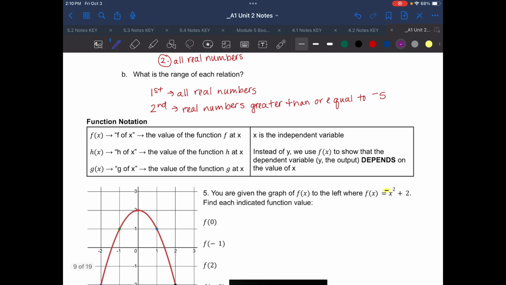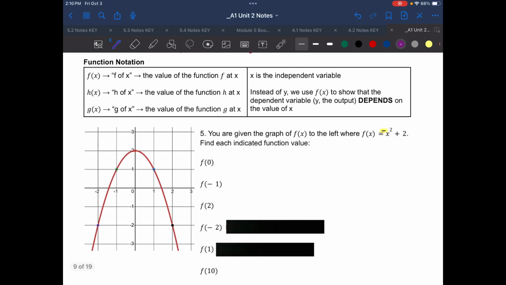All right, last thing we're going to talk about is function notation. Okay, so I have 3 functions written here in function notation. Okay, and the way that we say these, the first one is f of x. The next one is h of x. Then we have g of x.